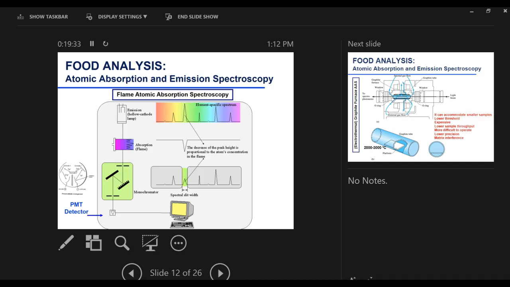Okay? So you have your monochromator here that will get the light coming off of the flame and diffract it, and then a single wavelength is allowed to pass through into the detector. And the detector you have in your atomic absorption unit is a photomultiplier tube.